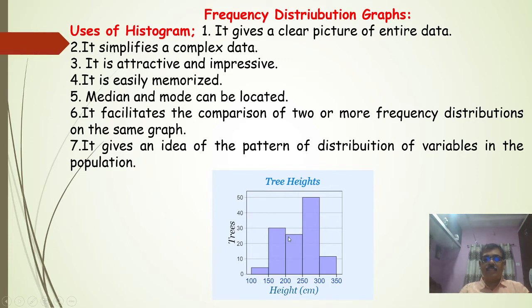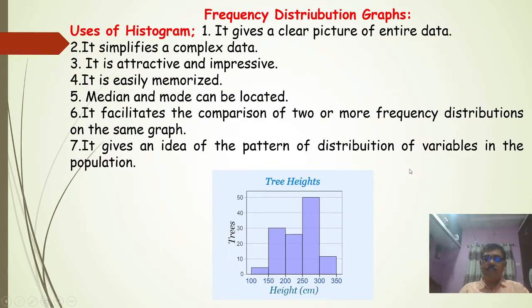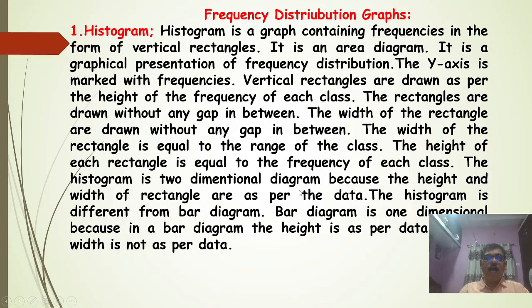The height depends on the variables of the y-axis. The rectangles are drawn without any gap in between, and the width of a rectangle is equal to the range of the class. The height of each rectangle is equal to the frequency of each class. Means this height is related to the frequency of each class. Then the histogram is a two-dimensional diagram because the height and width of the rectangle are as per the data.